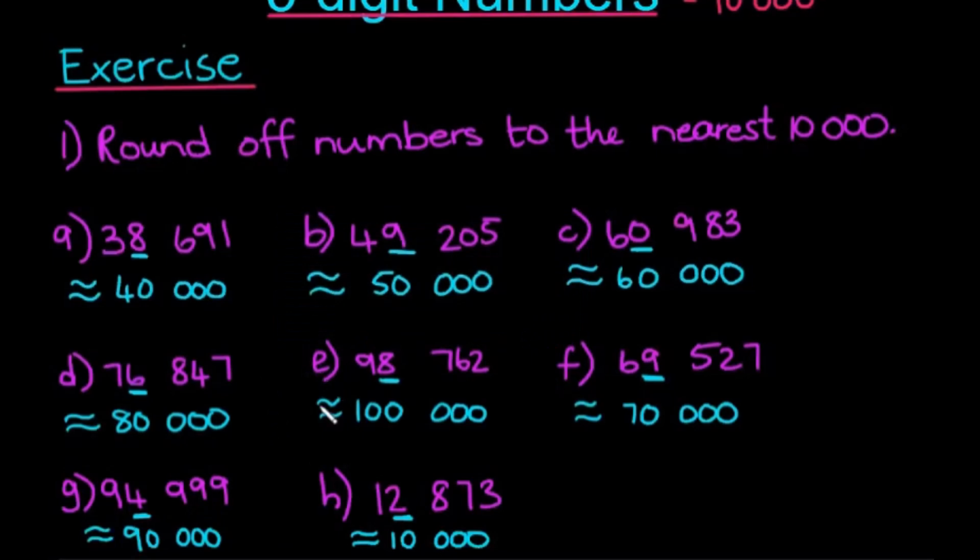E, we have to round up. This takes us to 100,000 because we have to round to the nearest 10,000, and the nearest 10,000 for this one is 100,000. 9 is greater than 5, which will give us a rounded up answer. 4 is less than 5, which means that our answer is rounded to 90,000. And H, our 1,000 is 2,000, which means that we remained at 10,000.